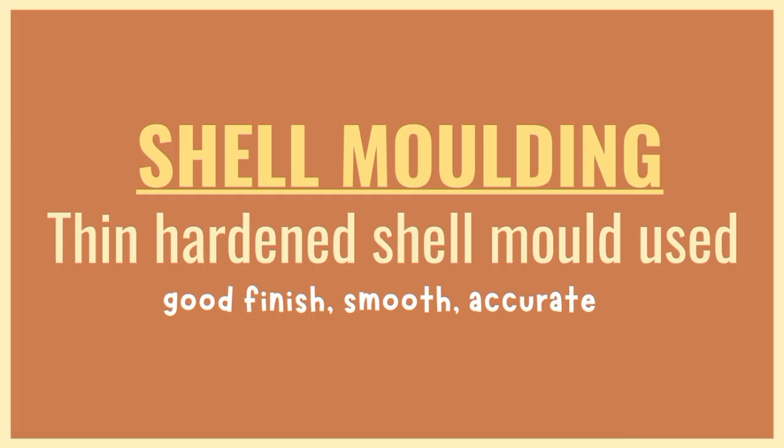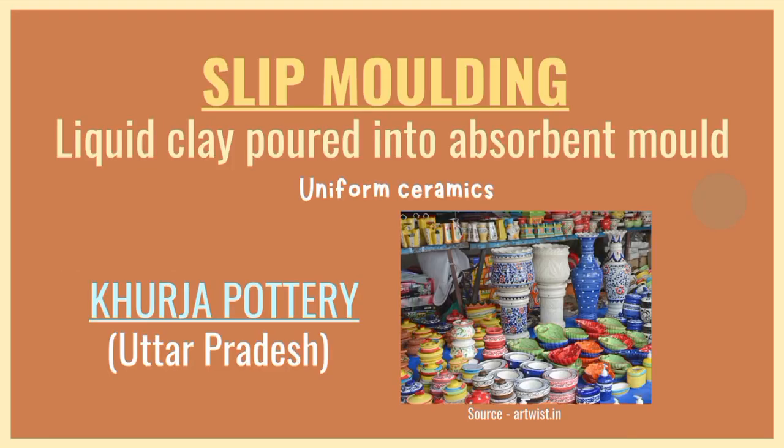Shell molding is when a thin hardened shell mold is used. So the mold is made out of a thin and hardened shell. Next you have slip molding, where the liquid clay is poured into an absorbent mold. It is used to make ceramics. So Khurja pottery from Uttar Pradesh is an example.